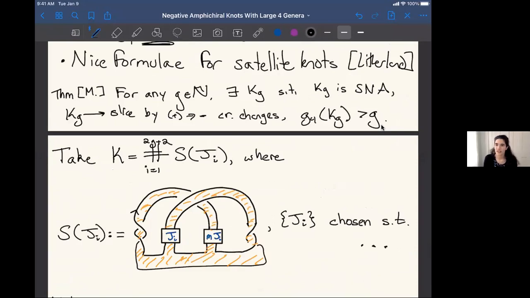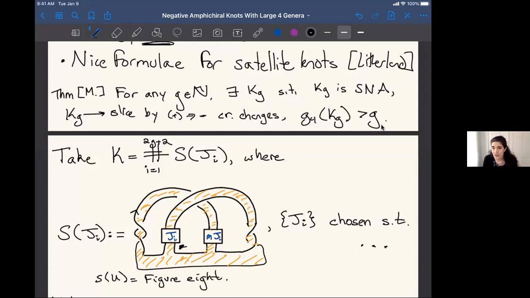I've shaded in orange a genus 1 surface, the boundary of which is our knot S of Ji. And if you haven't seen this notation before, these boxes indicate that I need to tie the band of the Seifert surface into the knot JI or the mirror of JI respectively. And so this is an iterated satellite knot. By the way, just as a note, you can check that if I plug the unknot in here, I get the figure 8.